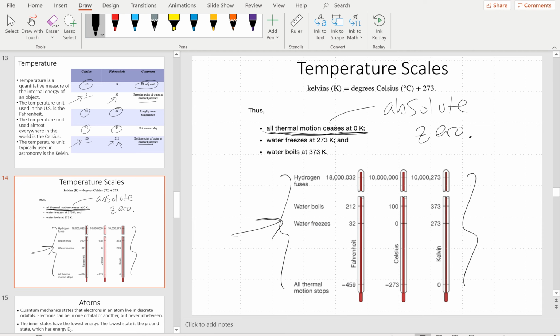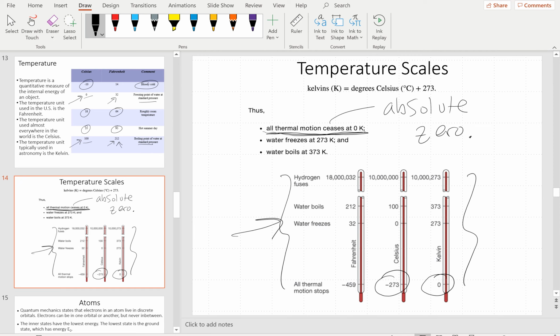In any case, Kelvin is defined so that 0 Kelvin is absolute zero. And it turns out that absolute zero corresponds to minus 273 Celsius. Therefore, if I convert Celsius to Kelvin, I'm going to add 273 degrees. So let's go through this. Minus 273 degrees Celsius is 0 Kelvin. So I add 273 to minus 273 and I get 0.